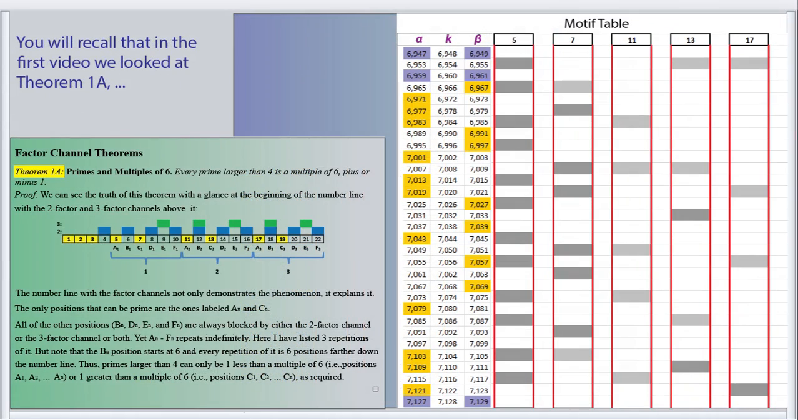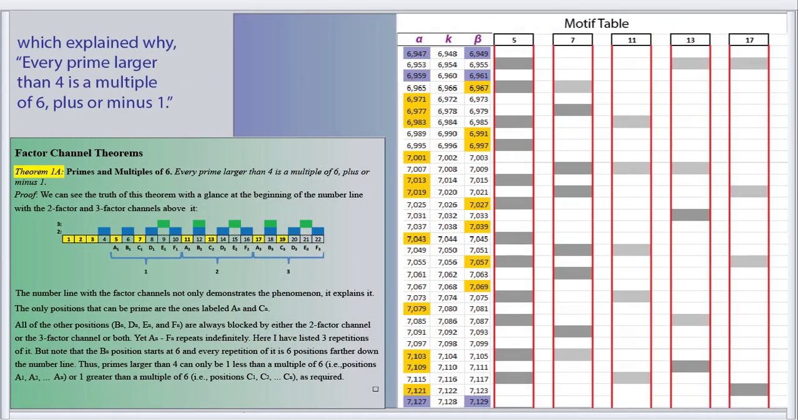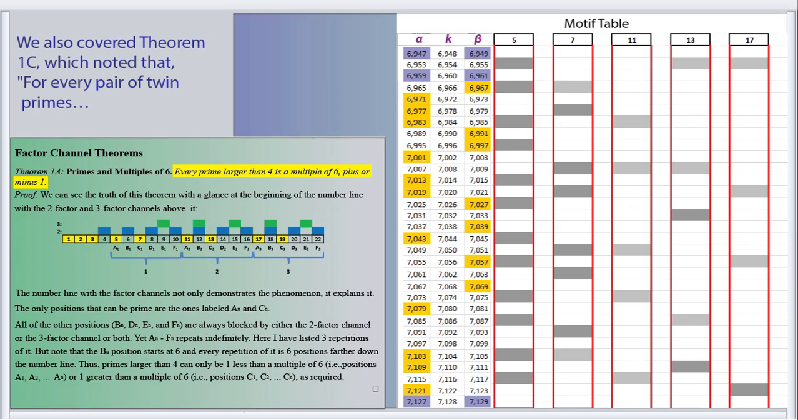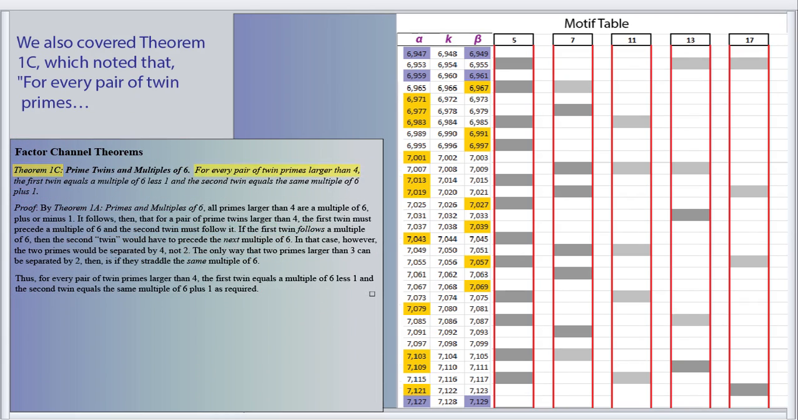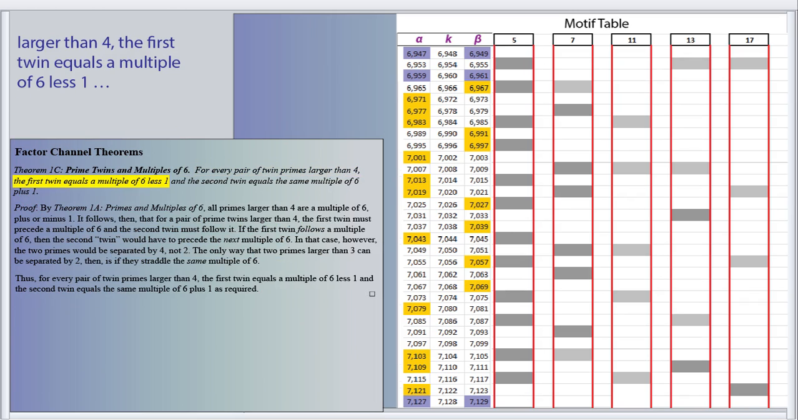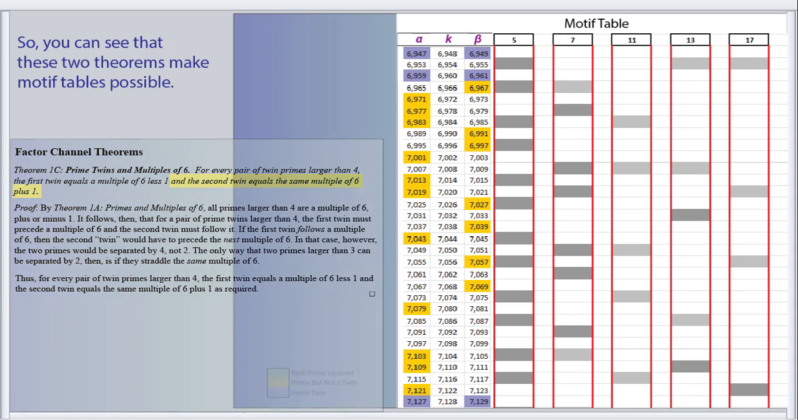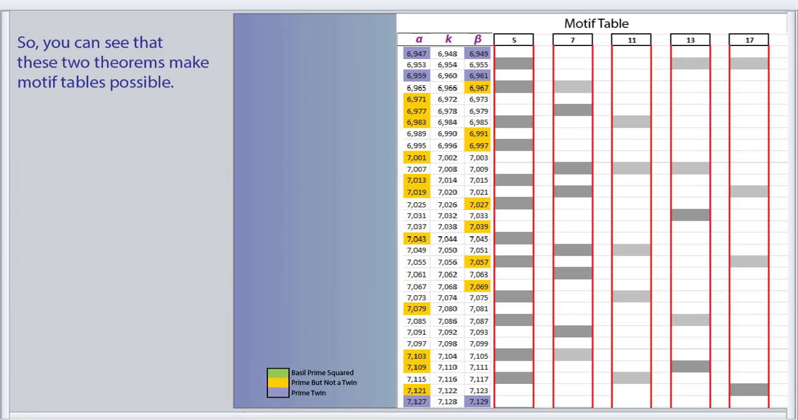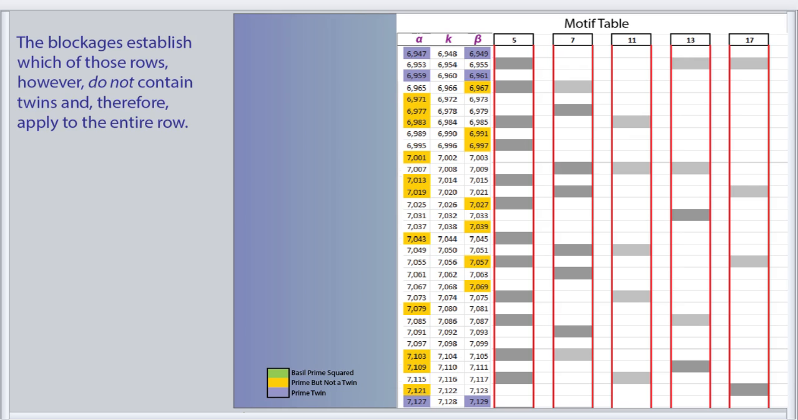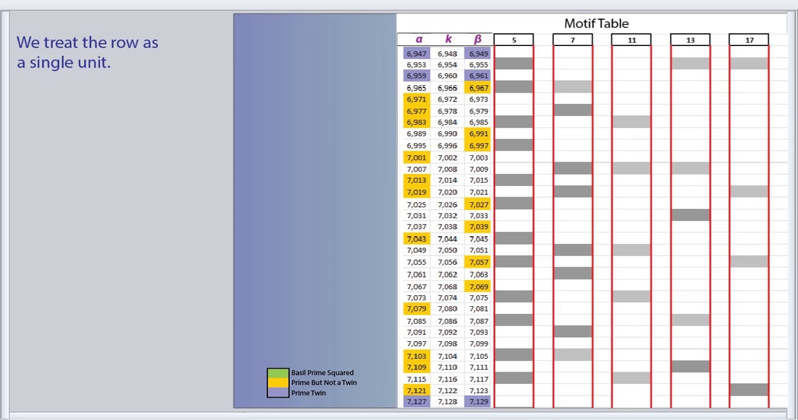You will recall that in the first video we looked at Theorem 1a, which explained why every prime larger than 4 is a multiple of 6 plus or minus 1. We also covered Theorem 1c, which noted that for every pair of twin primes larger than 4, the first twin equals a multiple of 6 less 1, and the second twin equals the same multiple of 6 plus 1. So you can see that these two theorems make motif tables possible. The K rows constitute all of the numbers that can become twins. The blockages establish which of those rows, however, do not contain twins, and therefore apply to the entire row. We treat the row as a single unit.